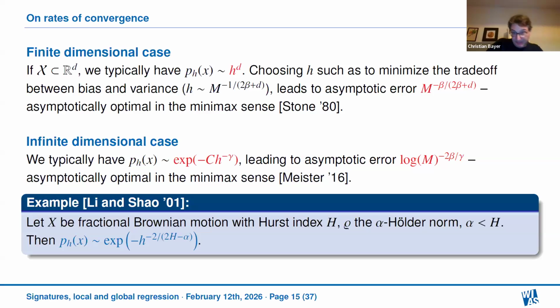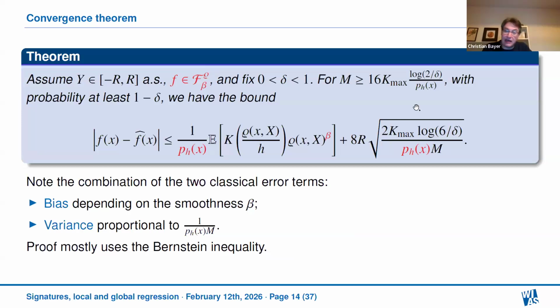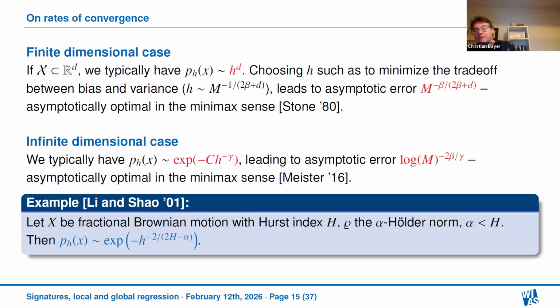D is the dimension. The next step is that we equate these two error terms, in order to be optimal. This gives a very classical result for the asymptotic error as a function of the number of samples m. And you see the curse of dimensionality in d: as d increases, this power becomes worse and worse. Okay, so this is the finite dimensional case.